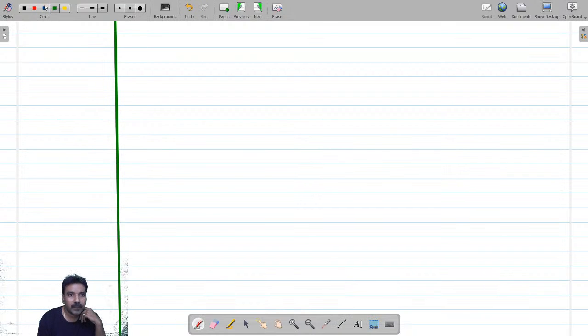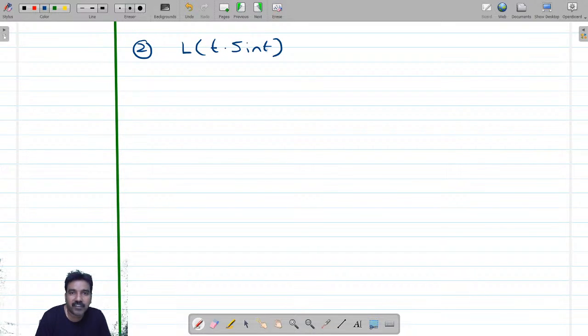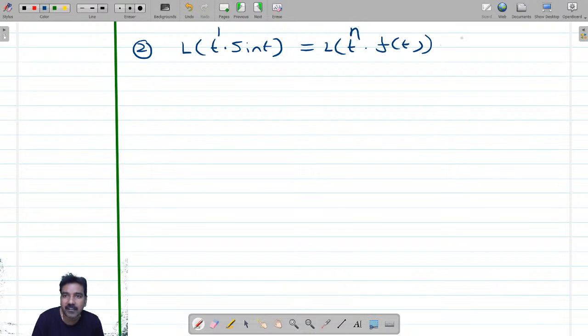Suppose I will go for the second example. Suppose I want Laplace of t into sin t. I want to know what is Laplace of t sin t. Between t and sin t, there is a dot symbol. If it is either plus or minus, I can go for application of the linear property. Here you have power 1 on t. Here it is multiplication. So this is in the form Laplace of t power n into f of t. Here n value is 1. F of t is sin t.